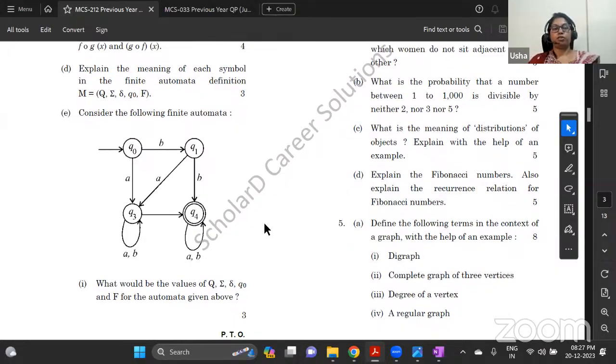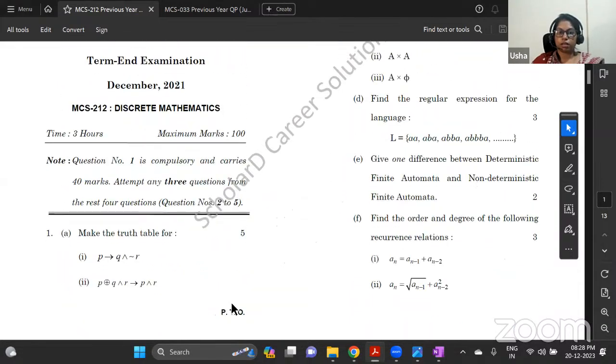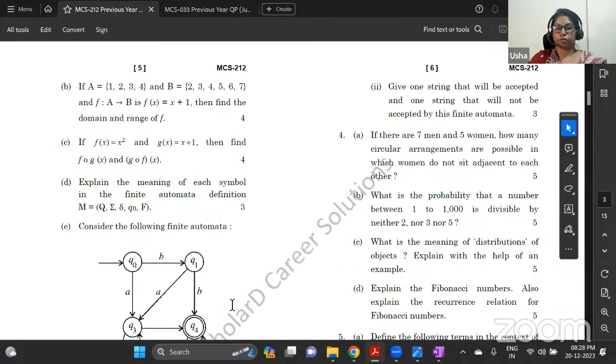Okay. Consider the following finite automata. What would be the values of these things for the automata given? And what is the other question? Did you understand who asked for this regular expression? I think Jyoti Singh. Have you understood, Jyoti? Give one string that will be accepted and one string that will not be accepted by this finite automata.